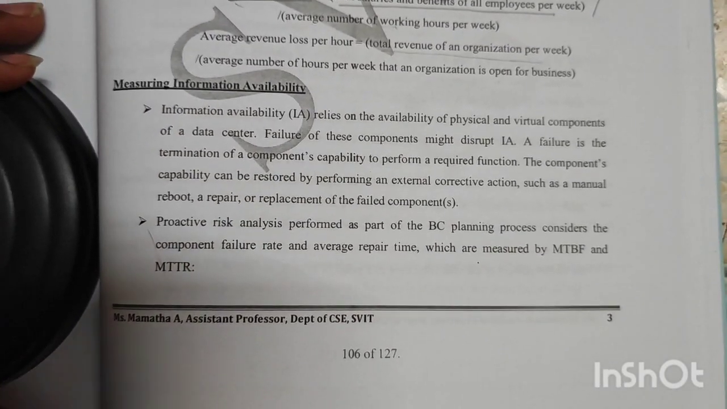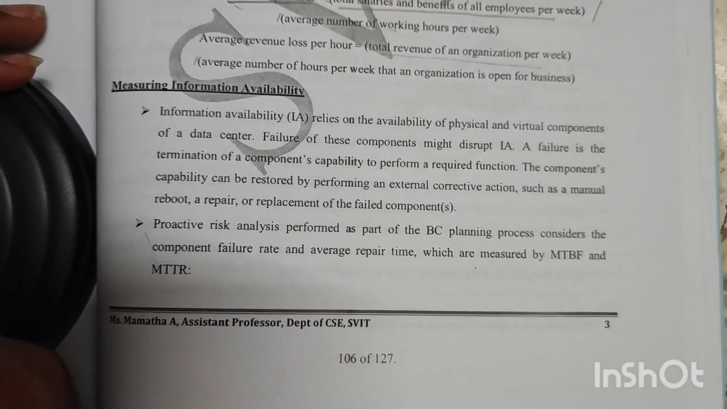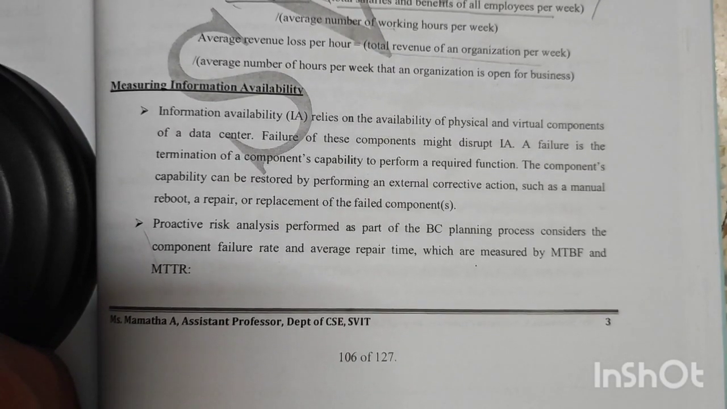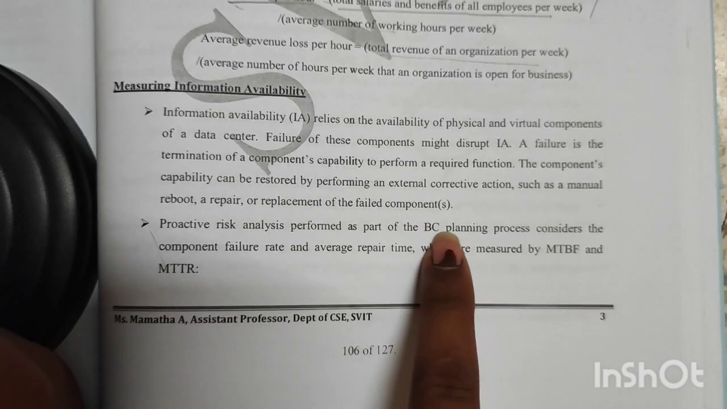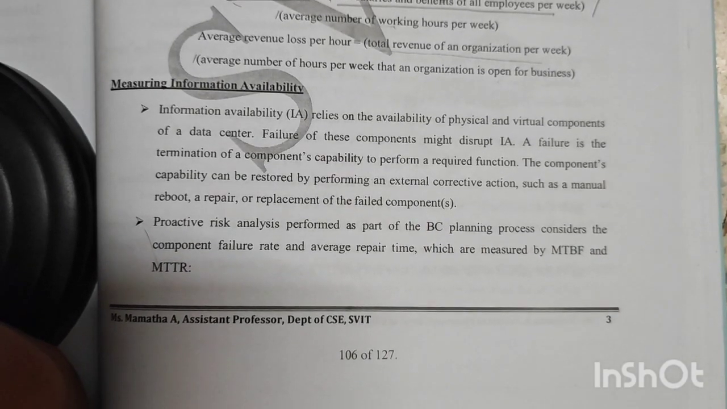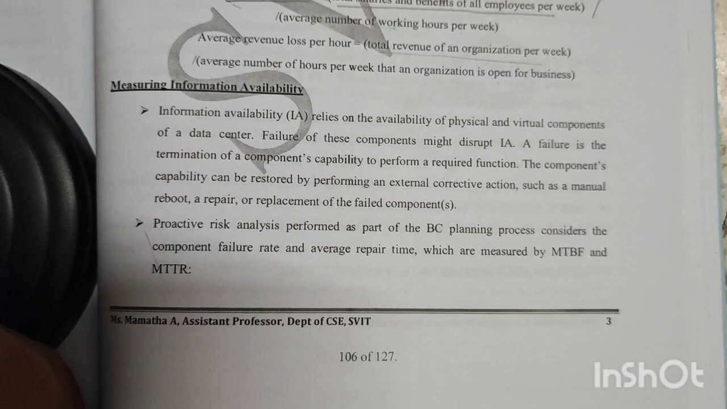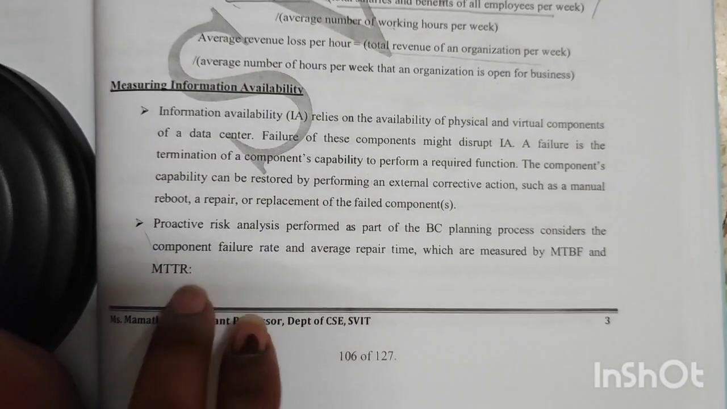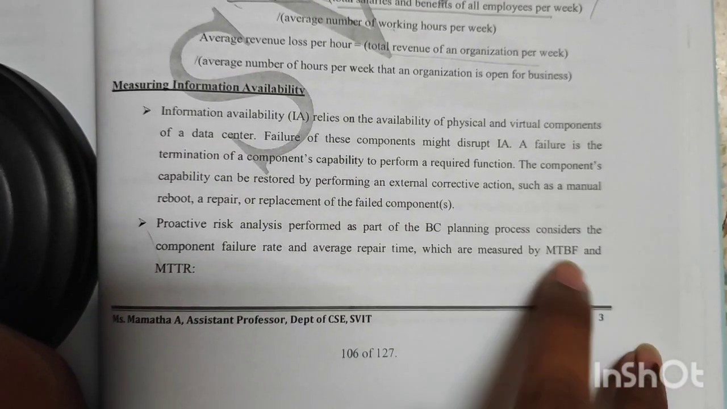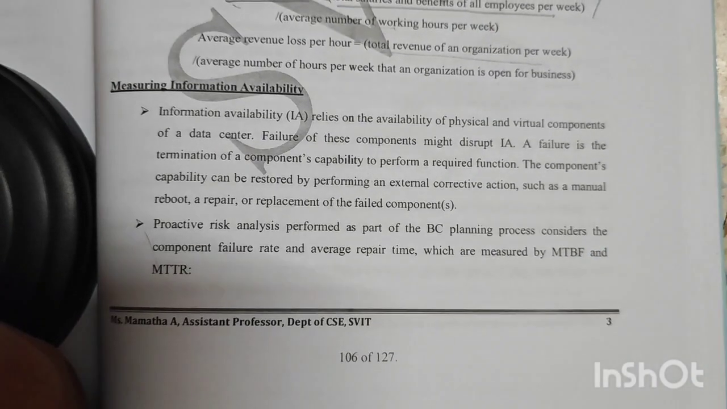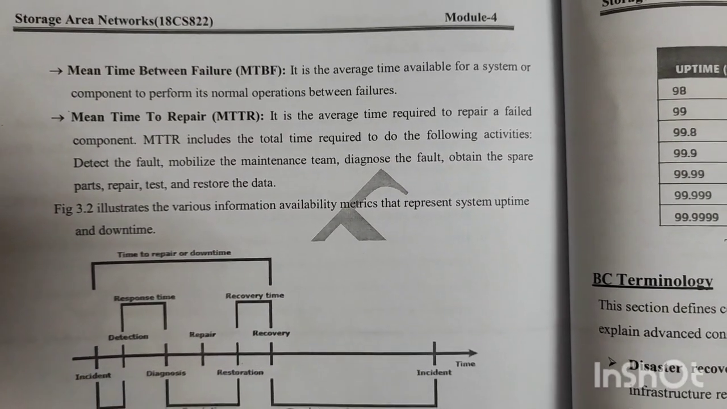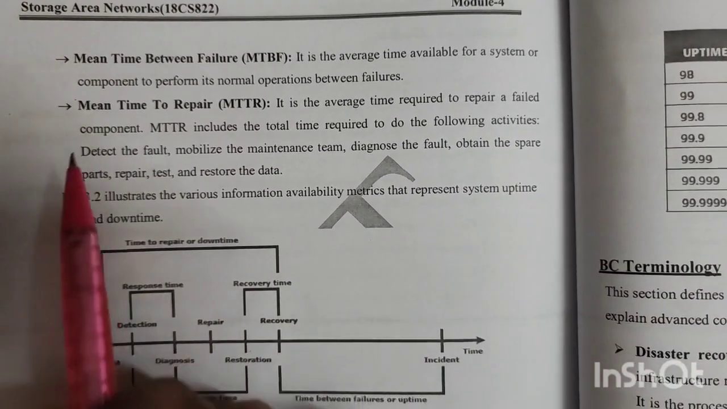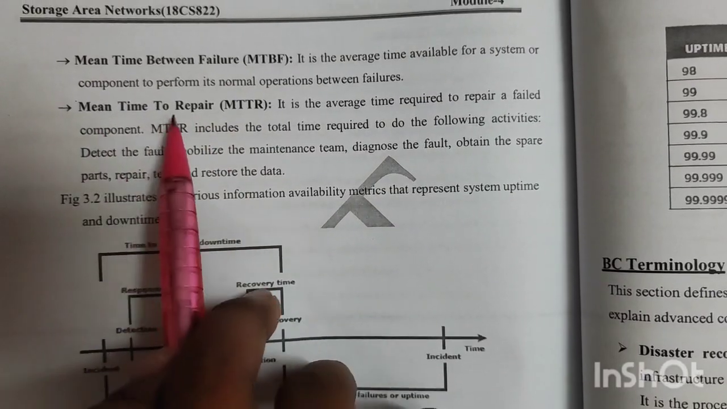Then you have measuring information availability. Information availability relies on physical and virtual concepts. So how do you measure it? You have proactive risk analysis being performed as part of the business continuity planning process, considering the components. You have failures and then how you recover from them. So you have two measures, MTBF and MTTR. You need to write about MTBF, that is your mean time between failures, and then MTTR, that is your mean time to repair.